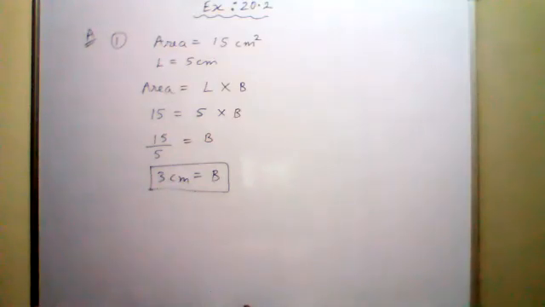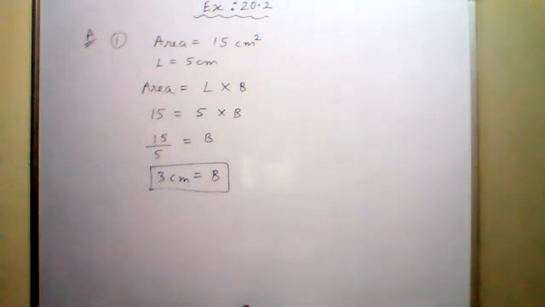Okay, now all of you check your answers of all the parts. I hope everyone has done all the parts. First part we have already done. The answer is 3 centimeters. We have already done it on the board. Second part, area 32 centimeters square, length 8 centimeters. So the breadth will be 4 centimeters. The answer is 4 centimeters.